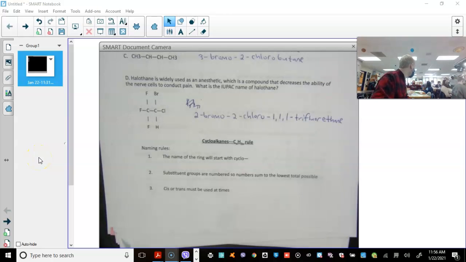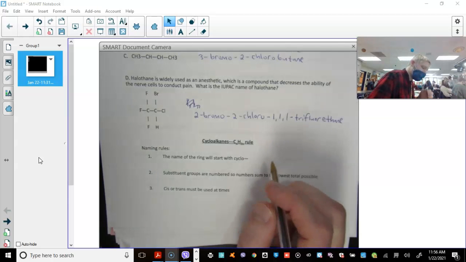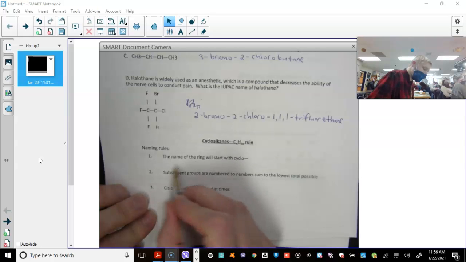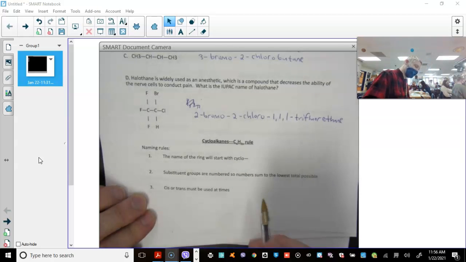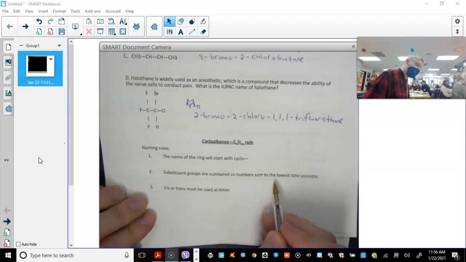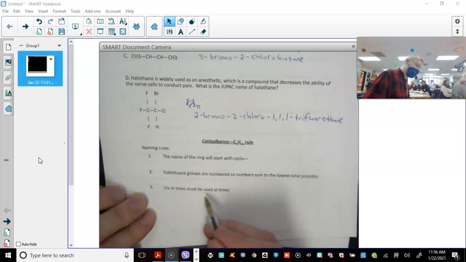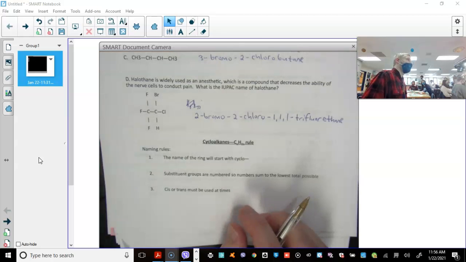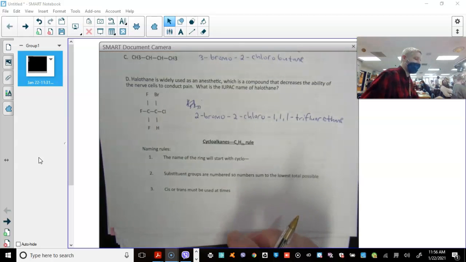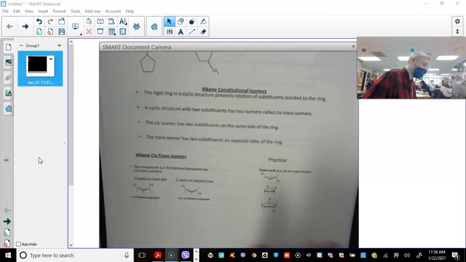All right, this is the third day of notes on naming organic molecules. You guys are going to love this. We've got cycloalkanes, which means it's cyclical. It's a little circle, or typically a hexagon or a square or triangle, whatever. The name of the ring will start with cyclo if it's cyclical. Substituent groups are numbered so the numbers sum to the lowest total possible. Cis or trans must be used at times. Typically, we're talking about isomers. All right, next page.